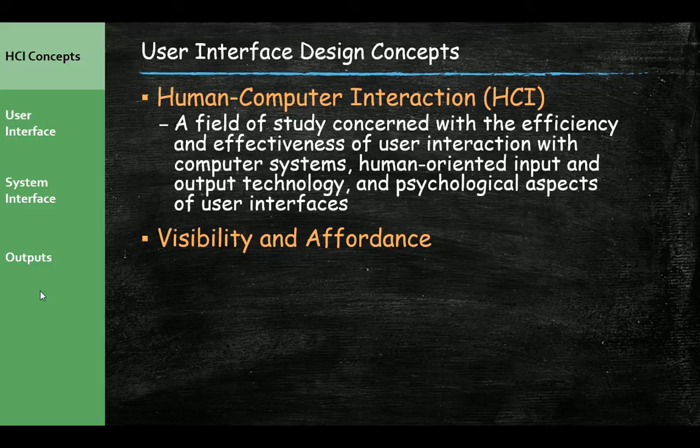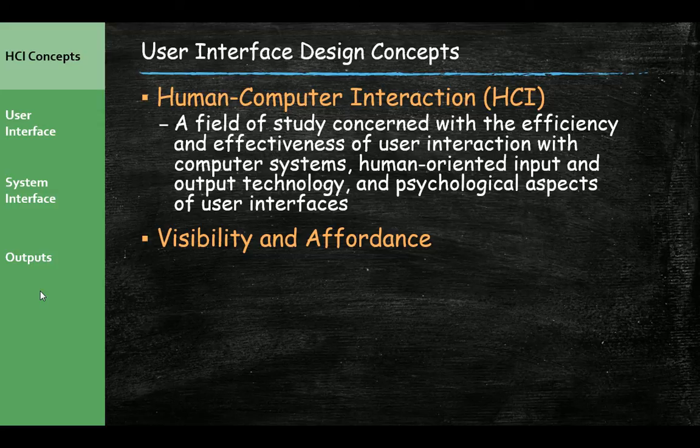One of the things that field talks about is visibility and affordance. These are the easy concepts for us to talk about in systems analysis and design. There are, of course, lots of other concerns that human-computer interaction talks about, but we'll focus on visibility and affordance.